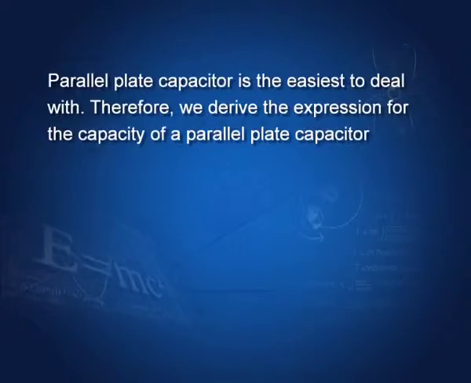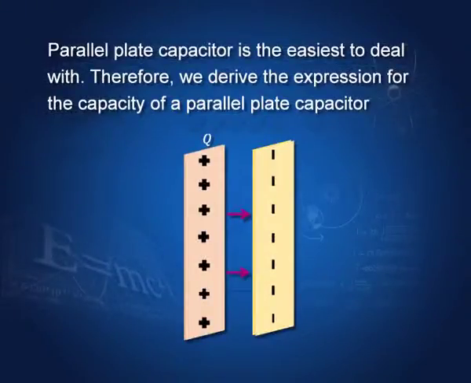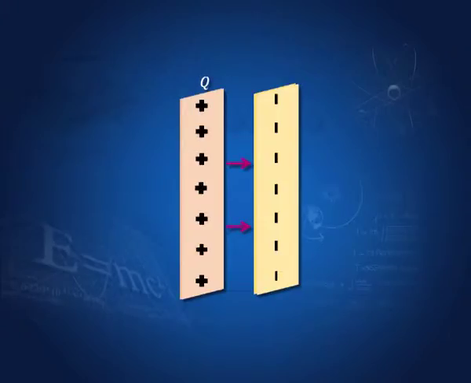The parallel plate capacitor is the easiest to deal with. Therefore, we derive the expression for the capacity of a parallel plate capacitor. We can have spherical capacitors where the two plates are spherical. In between there is either air or some dielectric. We can have a cylindrical capacitor, but the easiest to deal with is the parallel plate capacitor. And this is the parallel plate capacitor, as I have shown you many times.